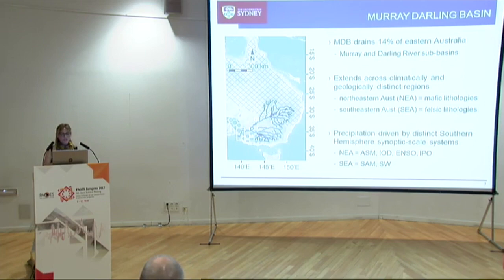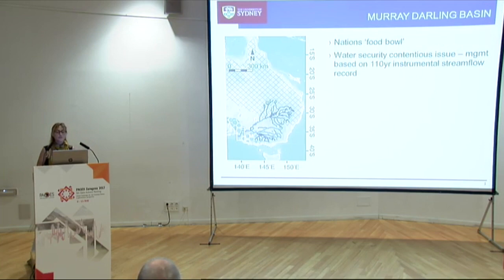Precipitation is driven by southern hemisphere synoptic scale climate drivers. In northeastern Australia, represented by the cross-hatching here, the Australian summer monsoon, Indian Ocean Dipole, ENSO, and the Interdecadal Pacific Oscillation control or influence rainfall in the summer. Whereas in southeastern Australia, represented by the black circles here, our precipitation is mainly driven by the Southern Annular Mode and the southern westerlies.